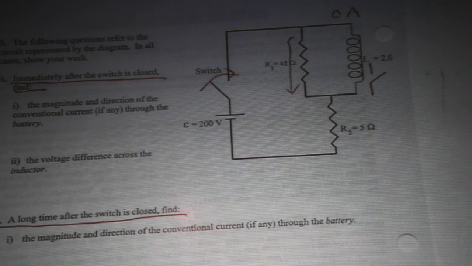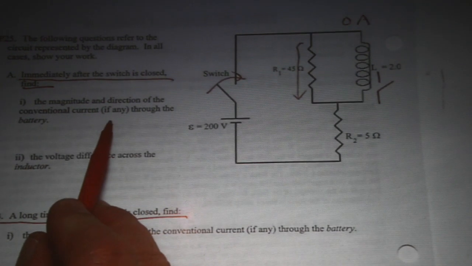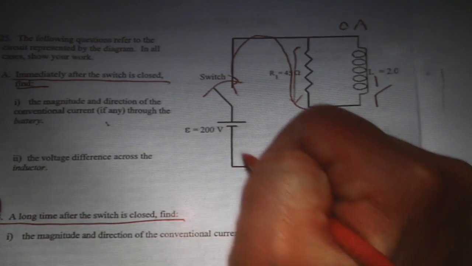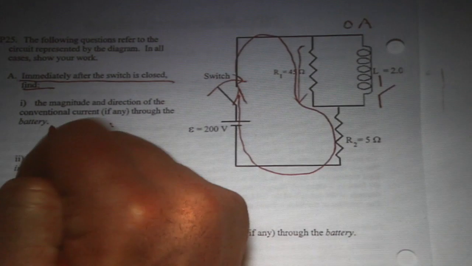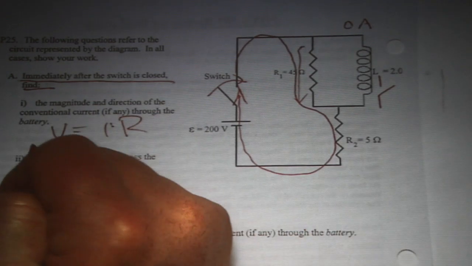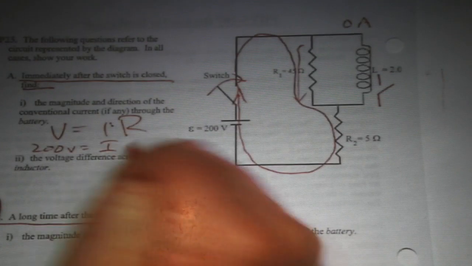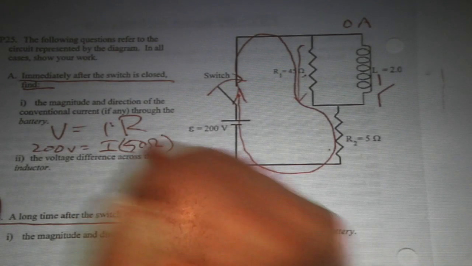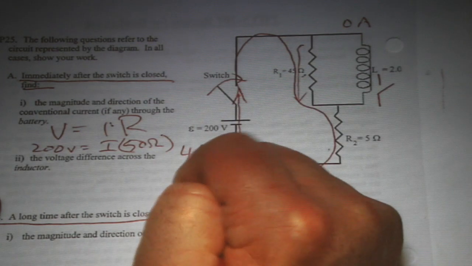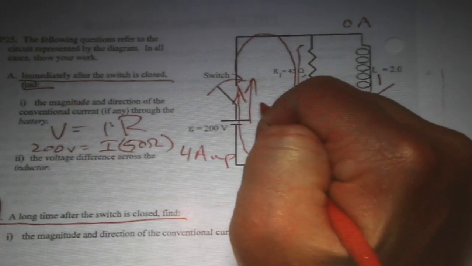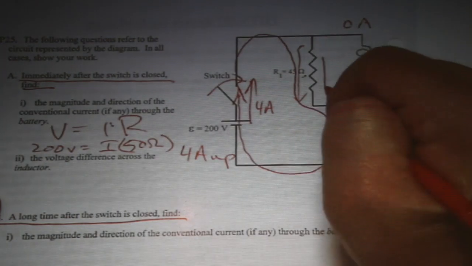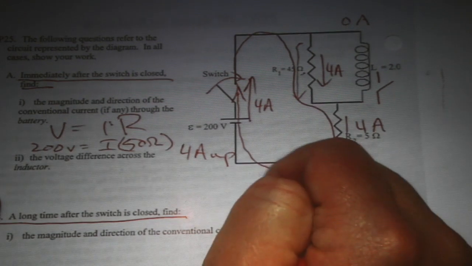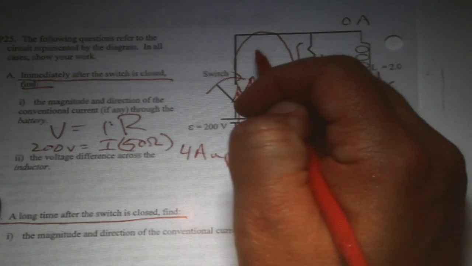So, the magnitude and direction of the conventional current through the battery: well, the current, if it can't go through the inductor, has to go this path. And so V equals IR gives me 200 volts pushing current through 45 plus 5, 50 ohms in series. And that's where I get the 4 amps up. And then that 4 amps would come down here, and that 4 amps would come down there, and the 4 amps would go there, and then back around.